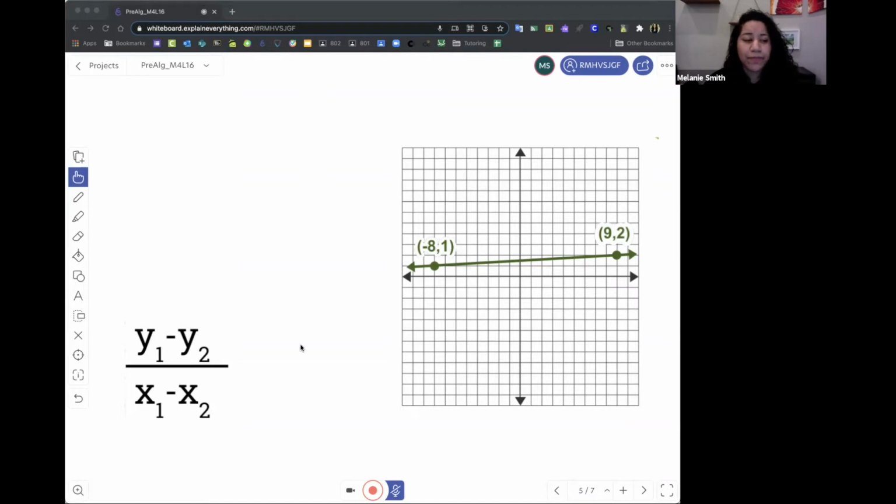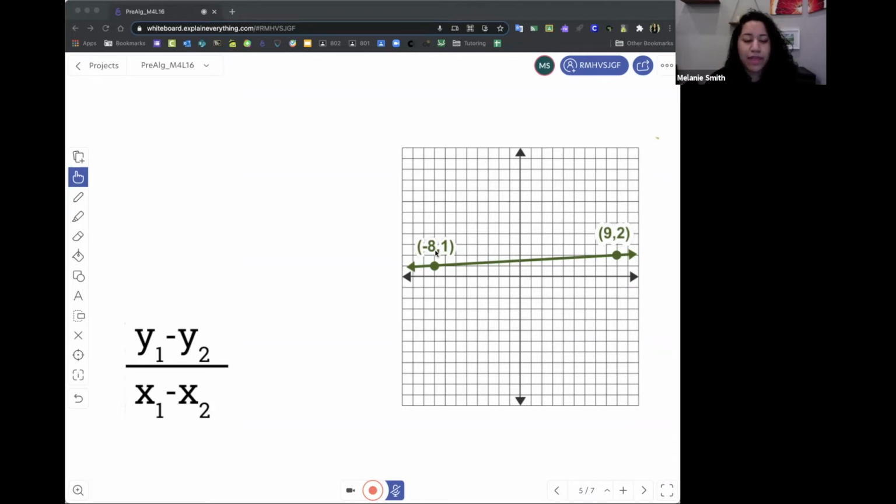Instead of counting the change in y, we could subtract to find the difference. So this difference from this point to this point, and then keyword in math, difference is subtraction, over the difference of the x values. So again, I'm still trying to track how far up and down, that's the difference of the y's. How far over is the difference of the x's.